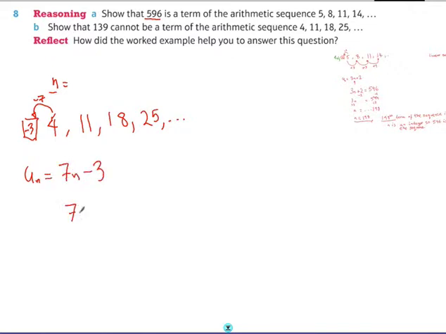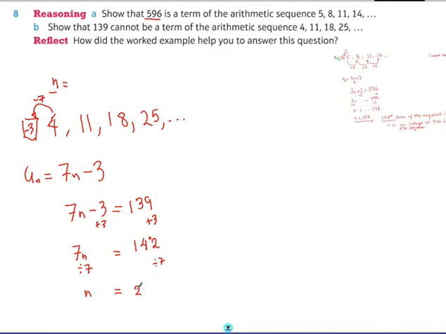And we're going to equate that to 139. It's plus 3 on both sides. So 7n is 142. Divide by 7 on both sides. And n is going to be, so 7 goes into 14 twice, 7 doesn't go into 2, so it's going to be a decimal. I'm going to use my calculator.